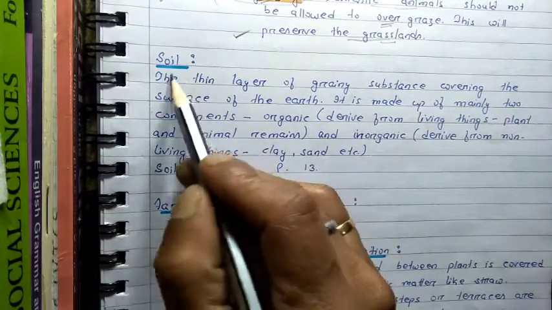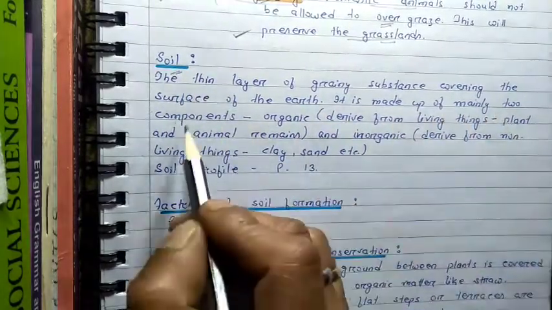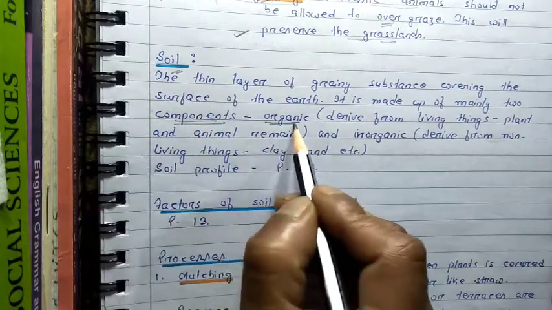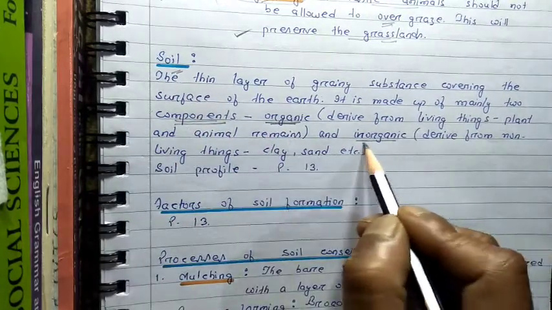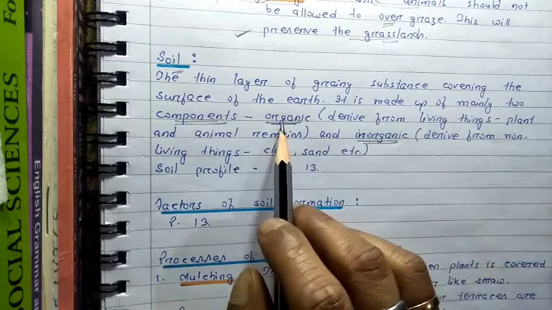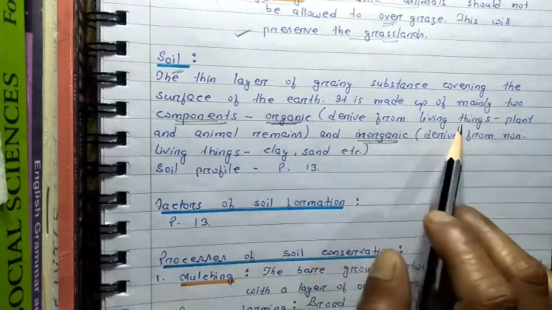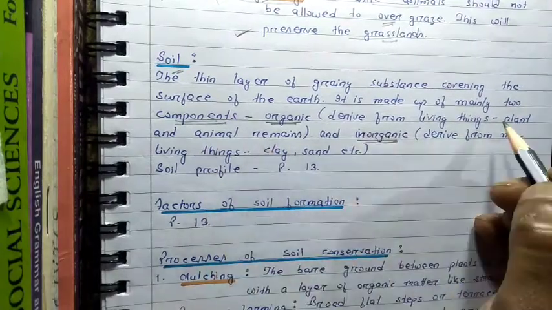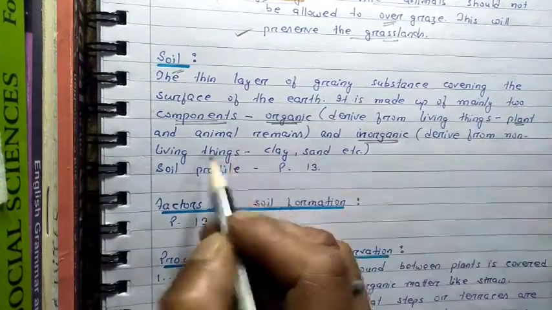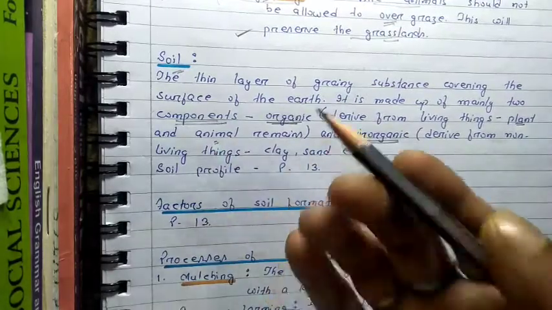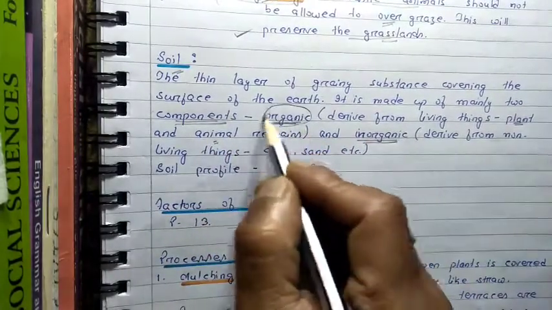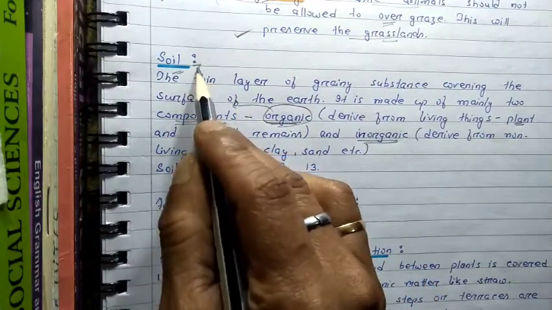We can say mainly soil is made up of two components. Two types of components are there in soil. One is organic component, another one is inorganic component. Organic components are derived from all the living things like plant and animal remains. When the plant dies, their body, when the animals die, their body or the remains of their body mixes with the soil and forms the organic component of soil.